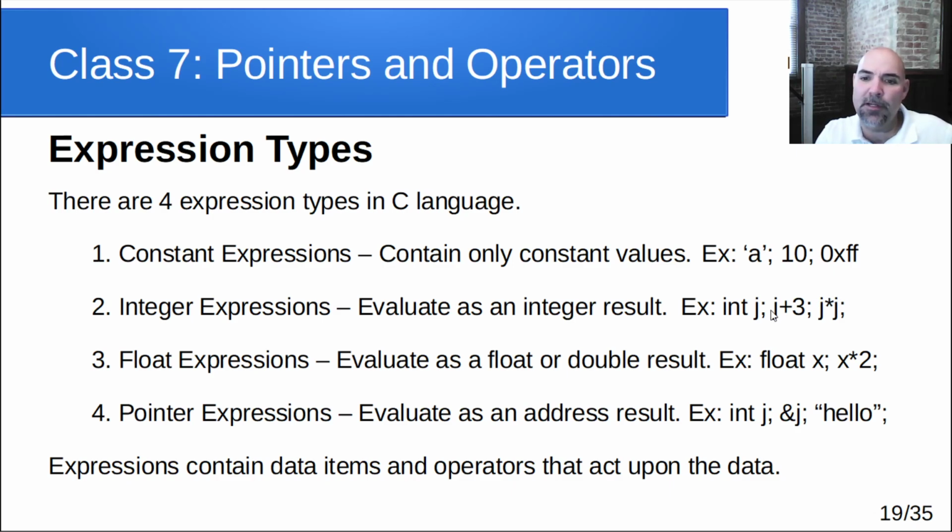All right, integer expressions are ones that evaluate as an integer result. So here's an example. We have this int j, that's definitely an integer, j plus 3, integer plus integer gives us an integer, j times j, integer times integer results in an integer. So these two things here are integer expressions. Notice this doesn't really make a lot of sense. I'm not doing anything with those values, but this is just illustrating integer expressions.